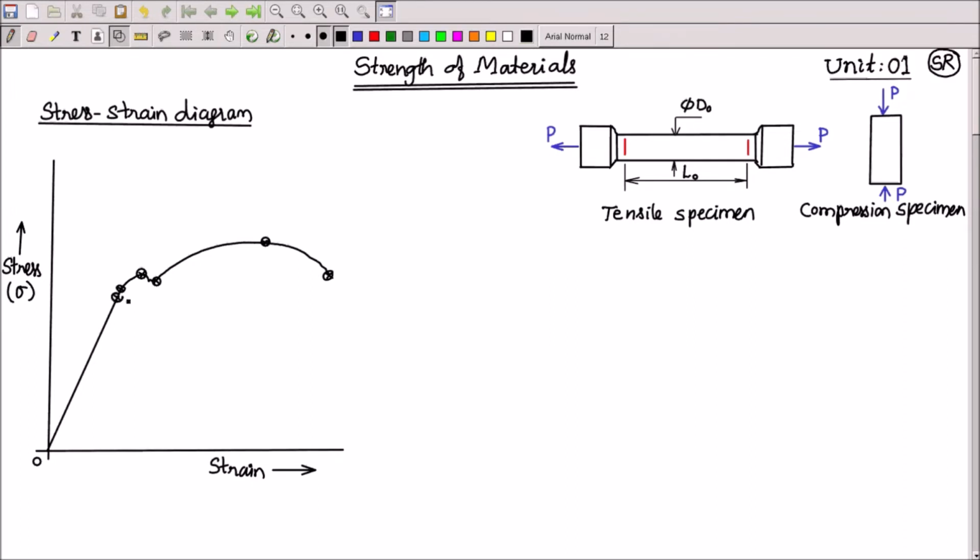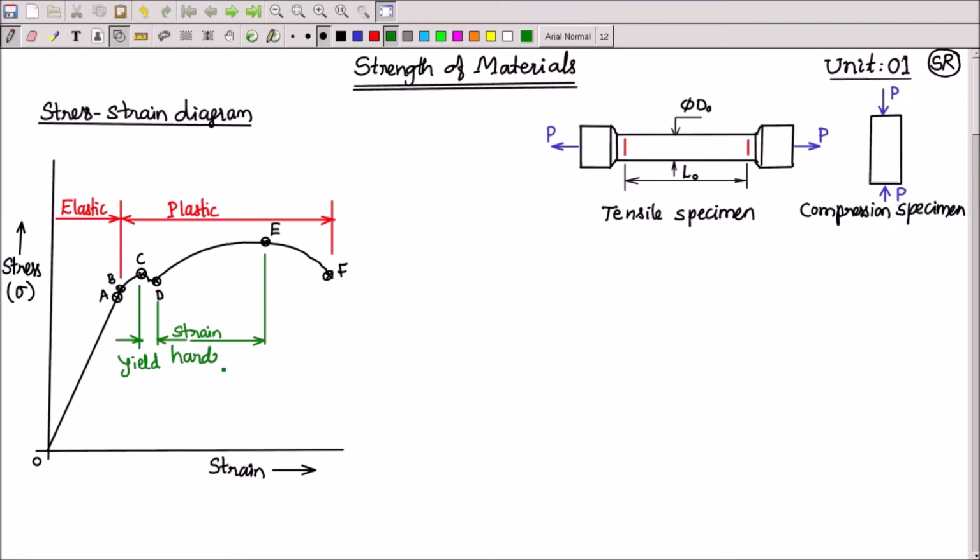One is called the elastic limit and the other one is called the proportionality limit. This region is called the elastic region. Beyond that, till the fracture, it is called the plastic region. This is the yield region. This region is the strain hardening region. This region we call the necking region. And the slope of this straight line will be Young's modulus.